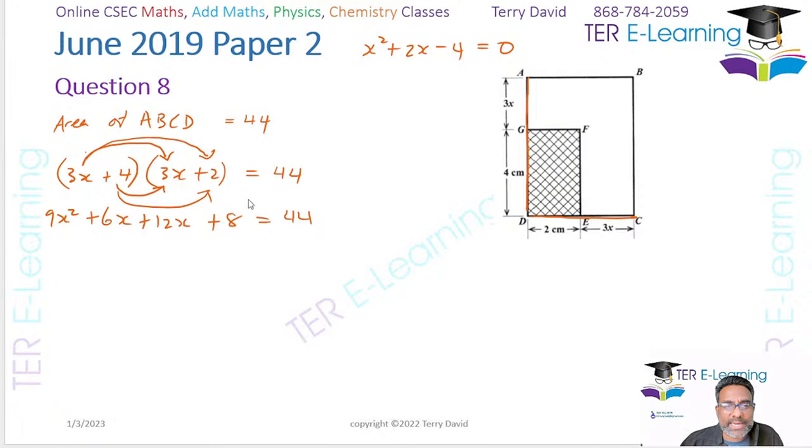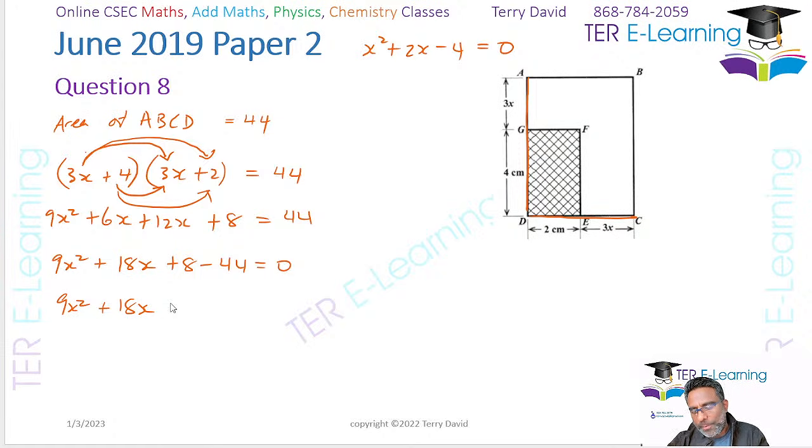Now, next thing I'm going to do is carry everything across on the left hand side. So 9x squared plus, this is 6 and 12, 18x plus 8 minus 44 is equal to 0. So 9x squared plus 18x.